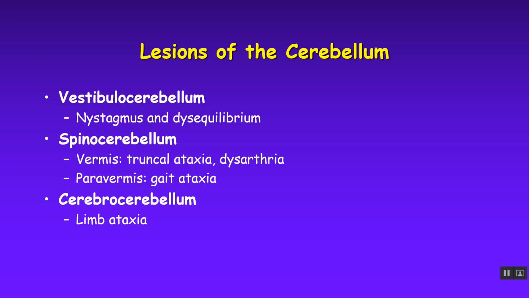Paravermal region, they're going to have gait ataxia. So that's the proximal muscles of the hip and so forth, trying to maintain that. When they walk, you're going to notice a lot of ataxia. And then cerebrocerebellum is going to be limb ataxia, where they're really struggling with limb or foot placement. They try to put their foot down and they can't quite get it down and place it very well.